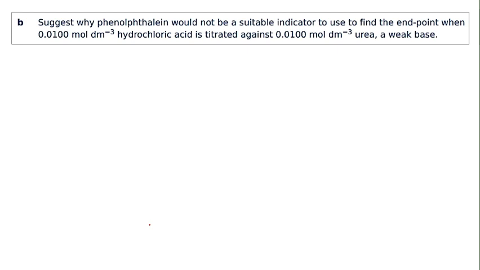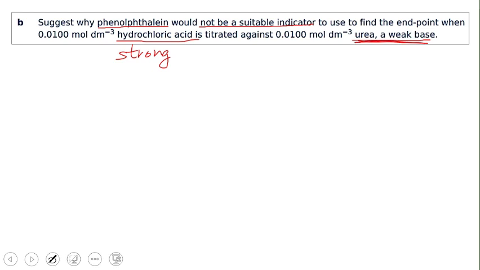Part B asks why phenolphthalein is not a suitable indicator for finding the endpoint when we have hydrochloric acid and we titrate it with urea, a weak base. Hydrochloric acid is a strong acid here, and urea, they are already telling us, is a weak base. So with strong acid and weak base, we have to check its pH range and then see whether phenolphthalein is a good indicator or not.